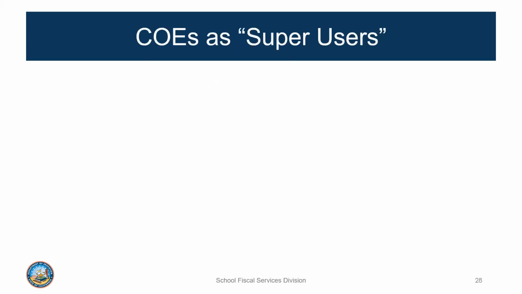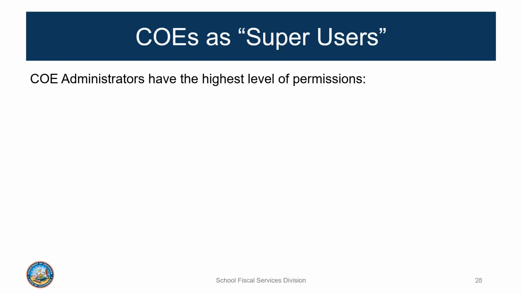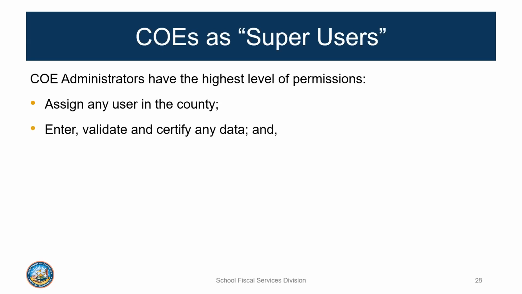Now, there are obviously multiple combinations of user role, user group, and entity, but clearly the most far-reaching role among all possible ones is the COE administrator, which we've previously referred to as super users. COE administrators have the highest level of permissions, and they can do all of the following. They can assign any user in the county, but you don't have to. This function can be handled by a COE manager.